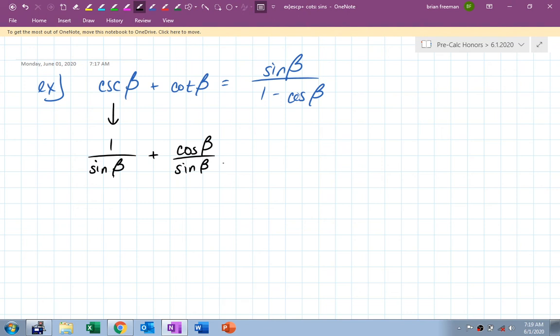Right. So now I can combine. So we get 1 plus cosine beta over sine beta. And this is only because, if you look, we have exactly the same denominator. So now this is where we can kind of run into some problems. All right, but we're almost to what we want.